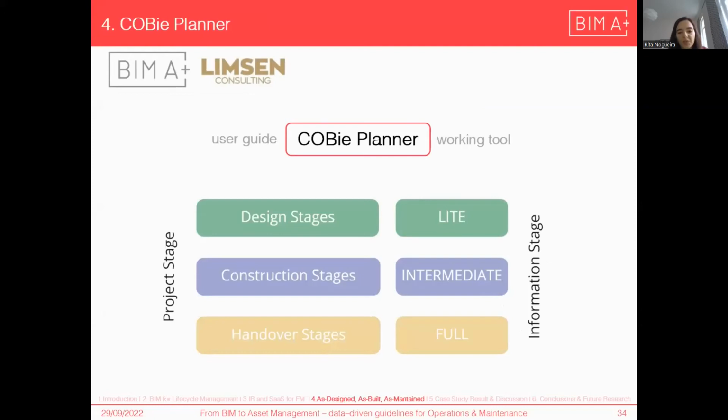So together with Limson, we considered this experience and moved forward into the design of COBie Planner. That is a tool whose main objective is to define and clarify the information that has to be delivered. And we set up 3 main stages of information: the light stage, the intermediate, and the full. So they are connected to project stages and to information stages.